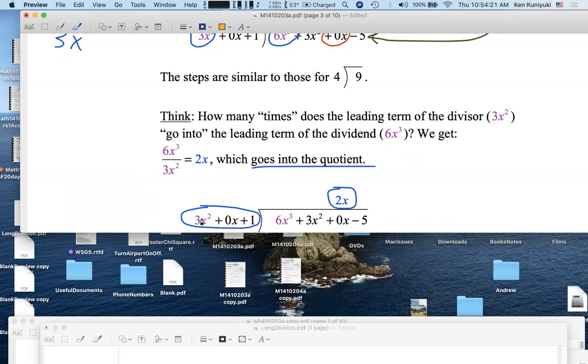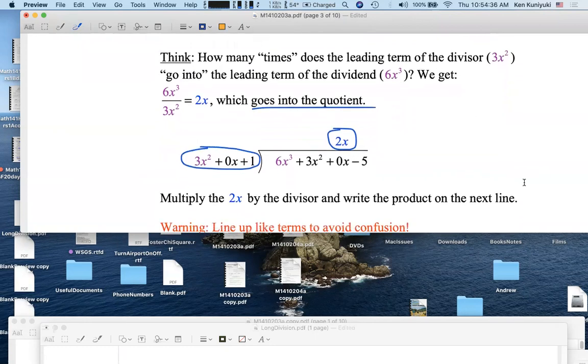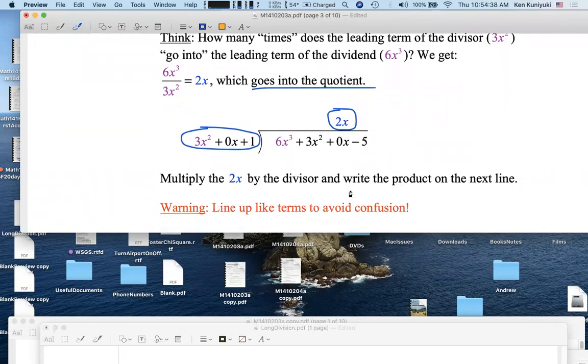2x times 3x squared is 6x cubed. 2x times 0x is 0. Again, for some students, this is a bother. Other students can use it well. 2x times 1 is 2x. All right, so once again, multiply 2x by the divisor, and we're going to write the product on the next line. Again, I encourage you to line up like terms to avoid confusion. The missing term here can be helpful.